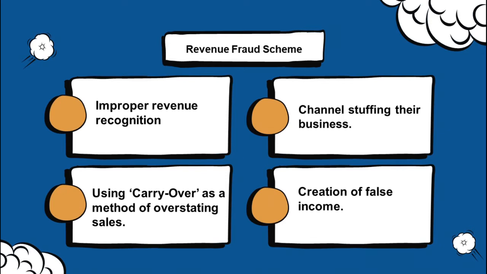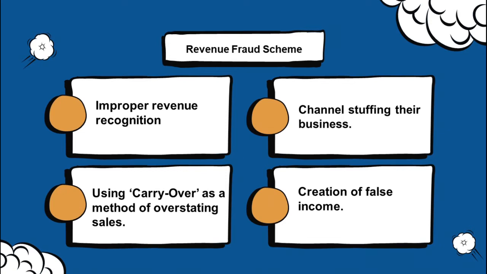The other method is channel stuffing. In this practice, the supplier encourages the customer to buy more of the inventories, as it will increase their current period sales. Toshiba Corporation inflated its revenue through channel stuffing in its personal computer business.